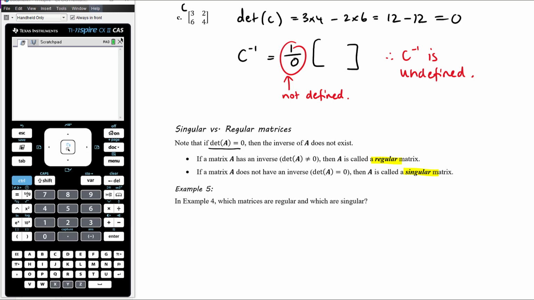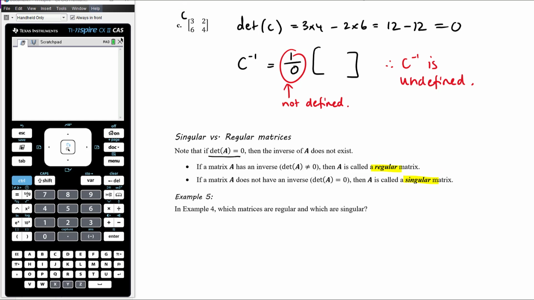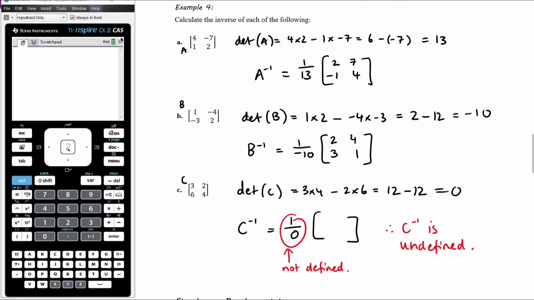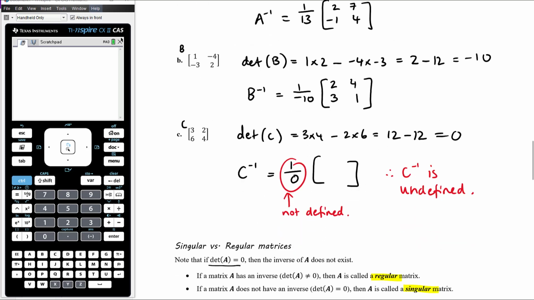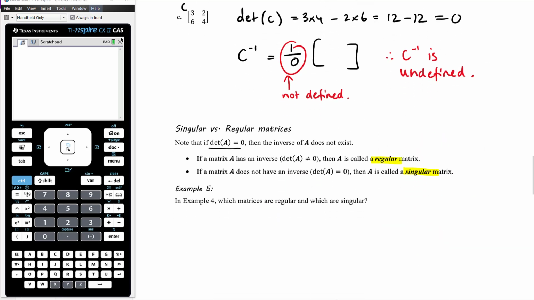In example 4, which matrices are regular and which are singular? Obviously the first two, the determinant was non-zero, the determinant was something other than 0, and therefore we could find the inverse. So those are regular matrices. In part C, the determinant was 0, and so that is a singular matrix. Okay, so A and B are regular matrices.